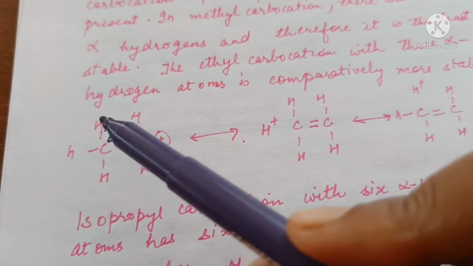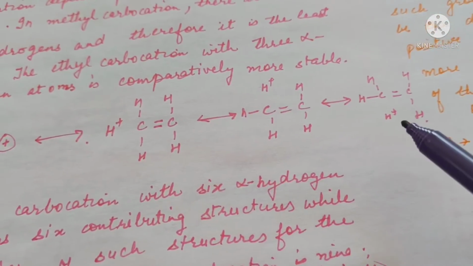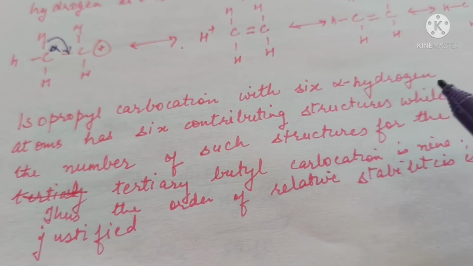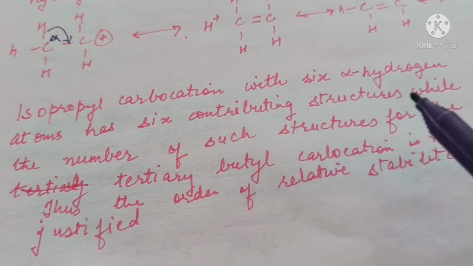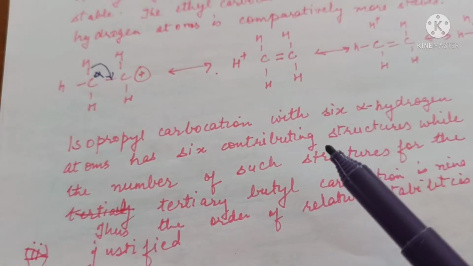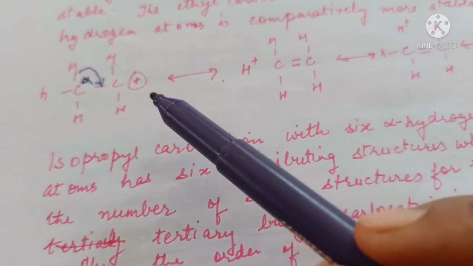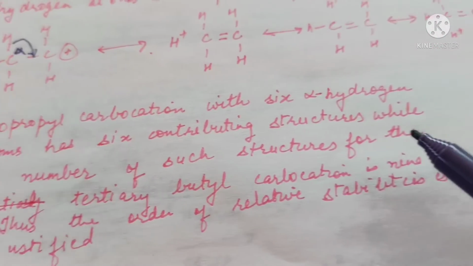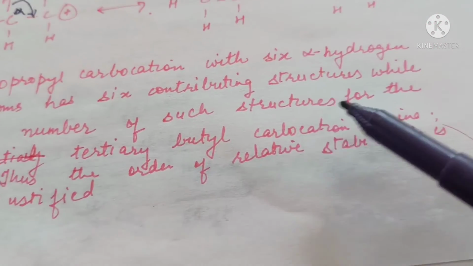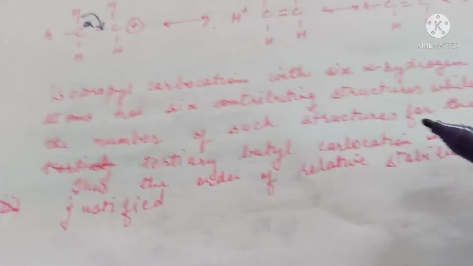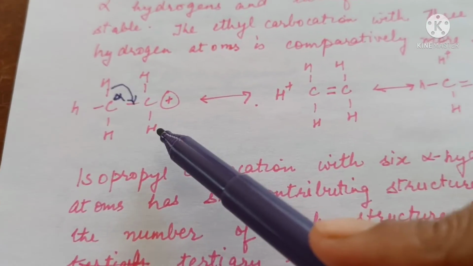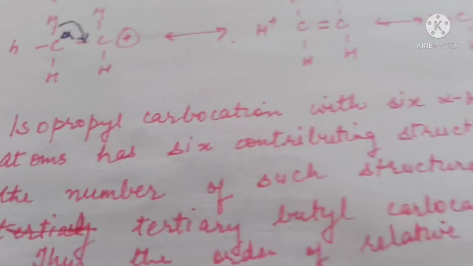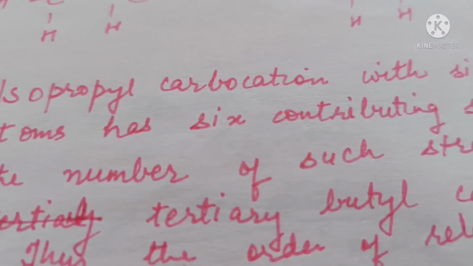Ethyl carbocation has 3 hyperconjugating structures, whereas isopropyl carbocation, having 6 alpha hydrogen atoms, will have 6 contributing structures, so it will be more stable than ethyl, whereas tertiary butyl will have 9 such structures and it will be most stable. And the reactivity order will be the reverse. Ethyl will be more reactive than isopropyl, which will be more reactive than tertiary butyl.